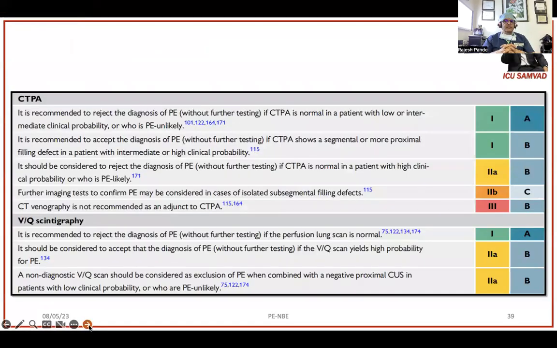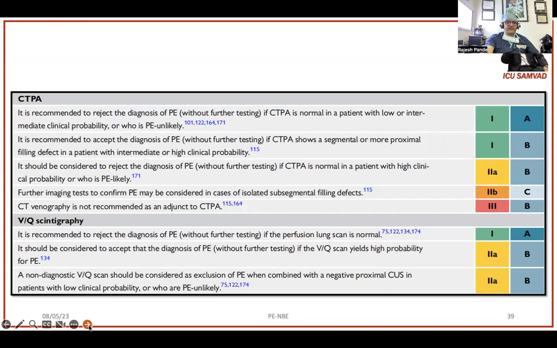So here you can see CTPA when we have patients with low or intermediate clinical probability or who is unlikely to have pulmonary embolism. So if the decision tree warrants that we need to go for CTPA to reject the diagnosis of pulmonary embolism or to accept the diagnosis of pulmonary embolism, CT shows segmental or more proximal filling defect in patients with high or intermediate clinical probability, or to see the extent, etc. But CT venography is not recommended in addition or as an adjunct to CTPA.